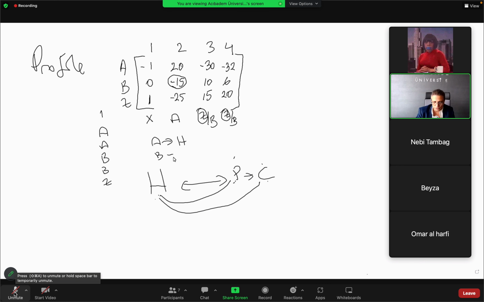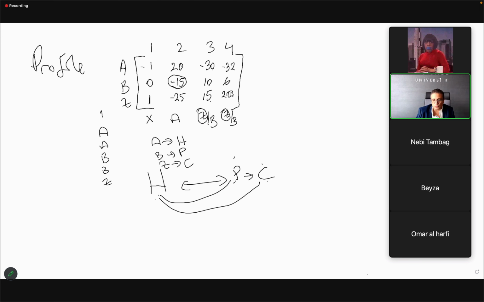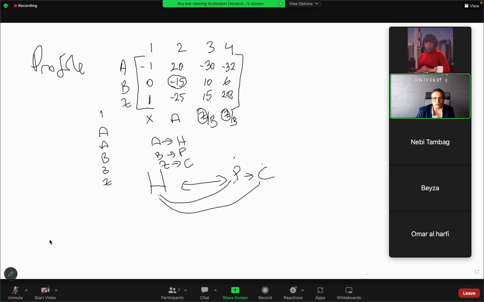So B is the polar one and Z is the charged one, according to this. So A is hydrophobic, B is polar, Z is charged. Okay, you can deduce it from this one. So when A is very negative, Z is higher positive and B is less positive. So what can you say about position 3 and 4 of the alignment? Which one of the given ones can be the alignment of position 3 or position 4?